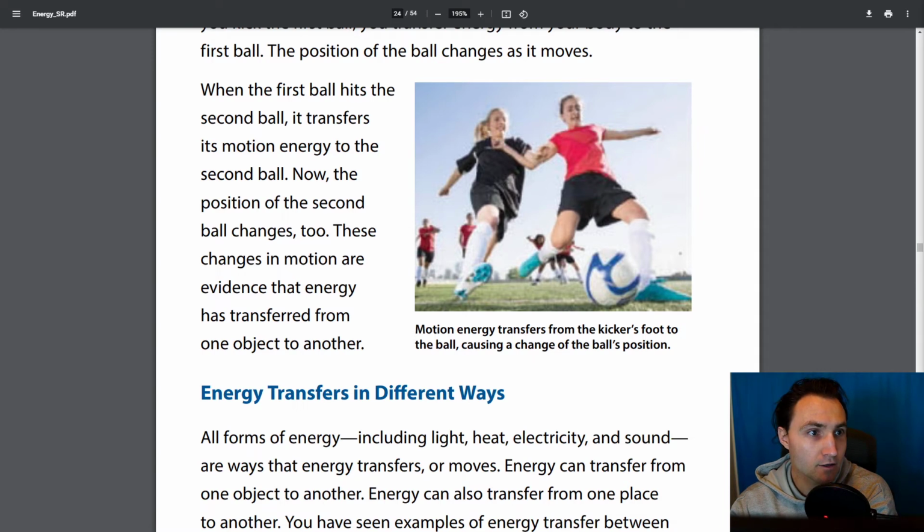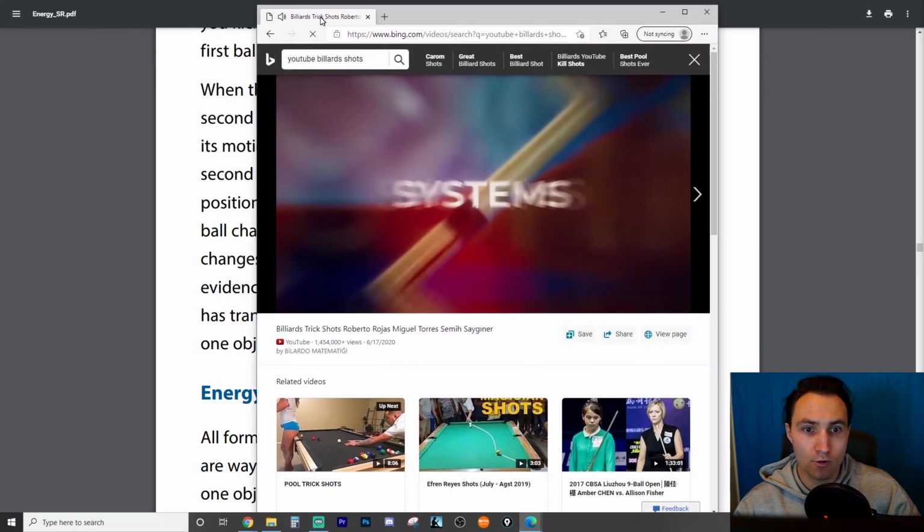All right, so let's zoom. Let's just look at this really quick. It will load. Okay. So we're going to look at some trick shots on pool really quick.